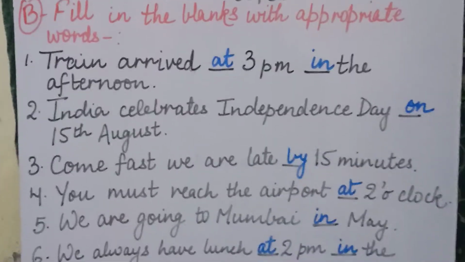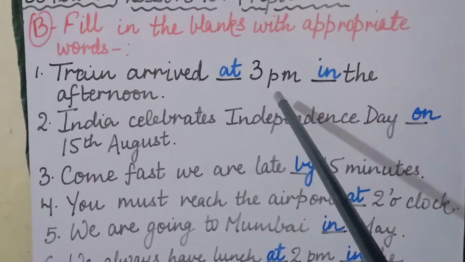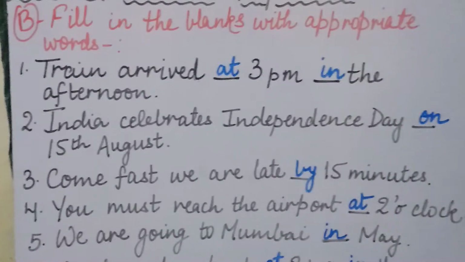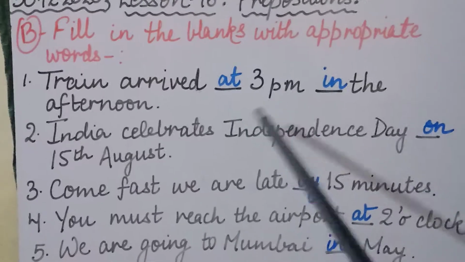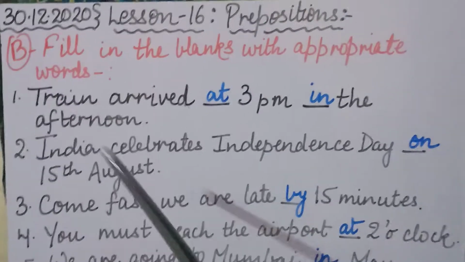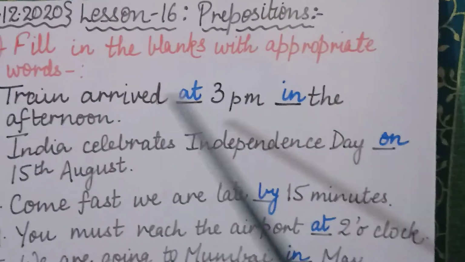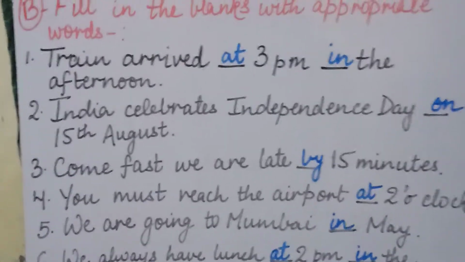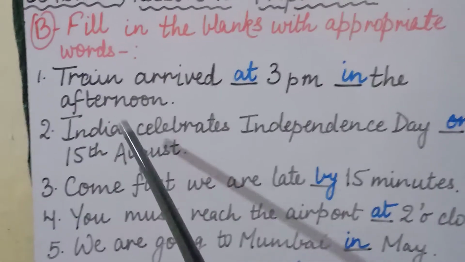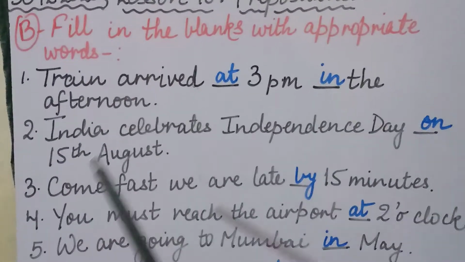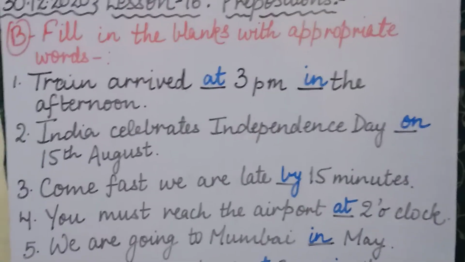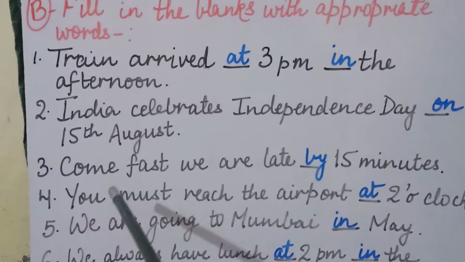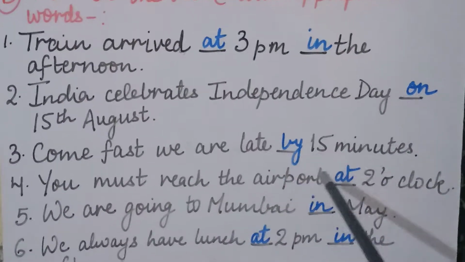3 p.m. at. Okay, when we are having a sentence related to time, then we have to use the preposition at, in, on, by. Okay, so train arrived at 3 p.m. in the afternoon. कितनी बजे ट्रेन आई? 3 बजे. कब आई? In the afternoon. Is that clear? Now coming to the second sentence, India celebrates Independence Day dash 15th August. India Independence Day कब celebrate करता है? On 15th August. 15th August वाले दिन.